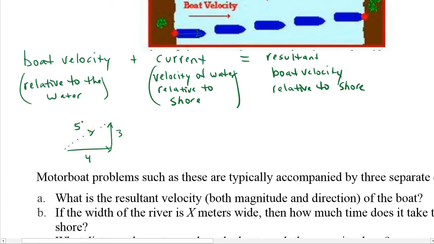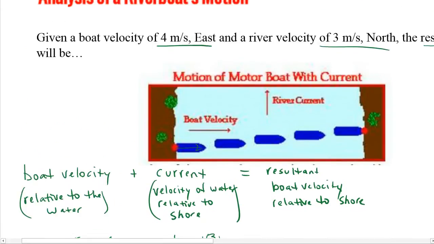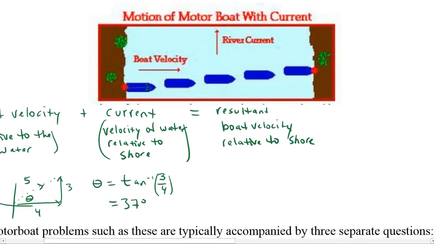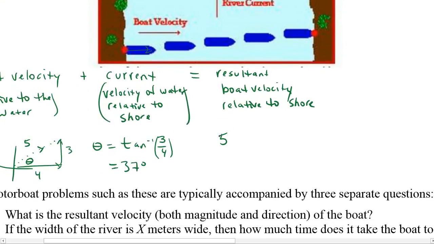Because we know that 3, 4, 5 Pythagorean triple, but we also need to find the direction here. So the direction theta is going to be equal to the inverse tan of opposite over adjacent, which is 3 over 4, which is 37 degrees. And since it's in the first quadrant, it's 37 degrees, that's our answer. So the question was asking the resultant velocity. What's the resultant velocity? And the answer would be 5 meters per second at 37 degrees.